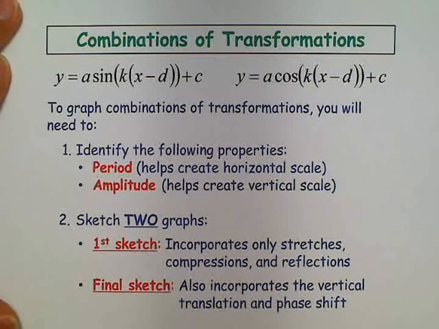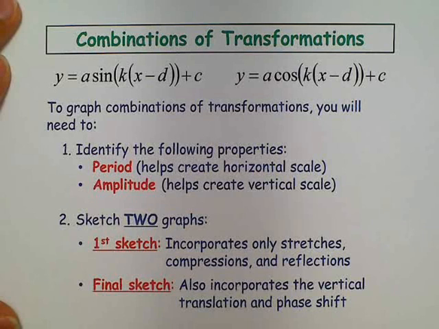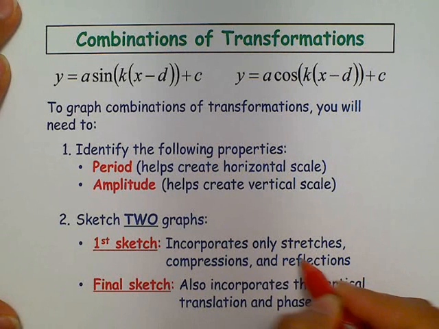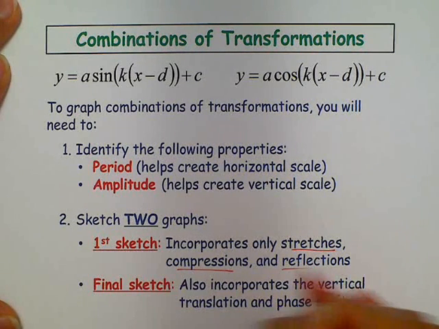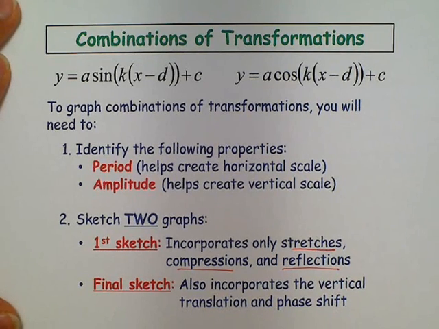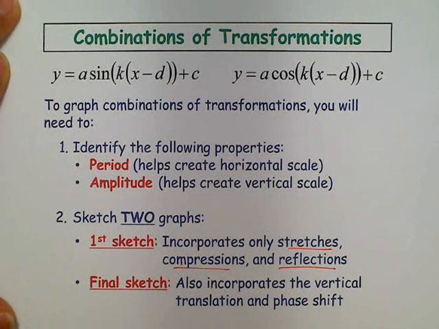The first graph is just a rough sketch of what the shape of your function should look like. The second graph will actually take you to where it needs to be based on the vertical shifts up or down. So the first sketch will incorporate only the stretches, compressions, and reflections. So anything that requires some form of multiplication, that's going to be incorporated first. And oftentimes, once you figure out the period and the amplitude and you determine whether or not there's a reflection, it's pretty quick to actually sketch that graph.